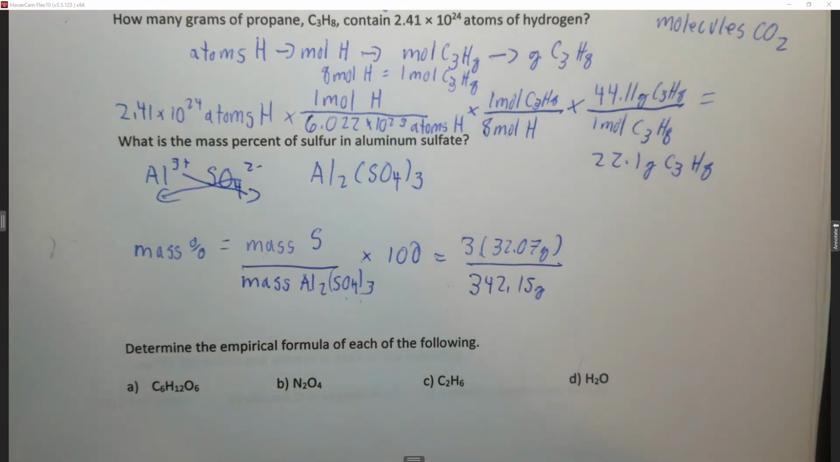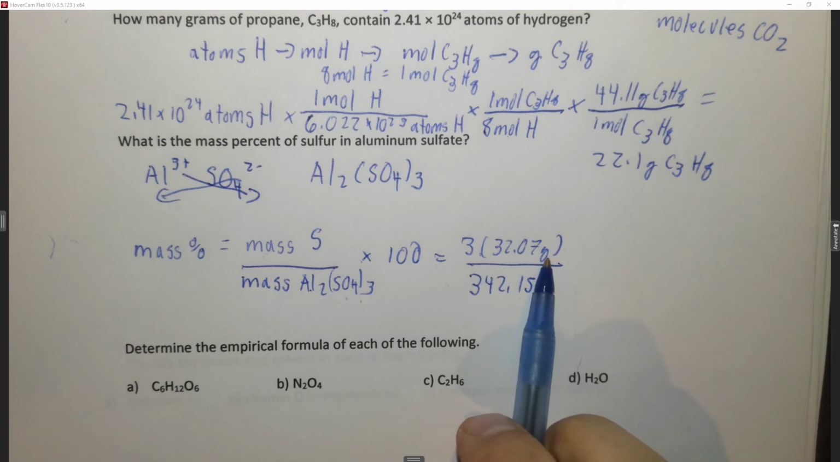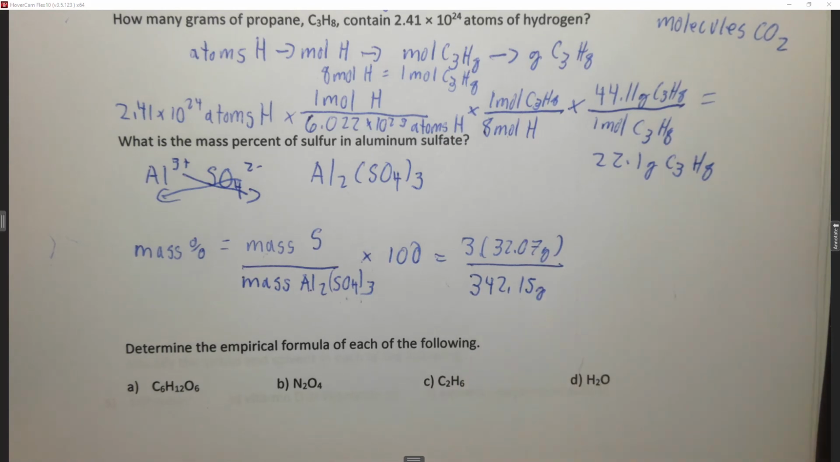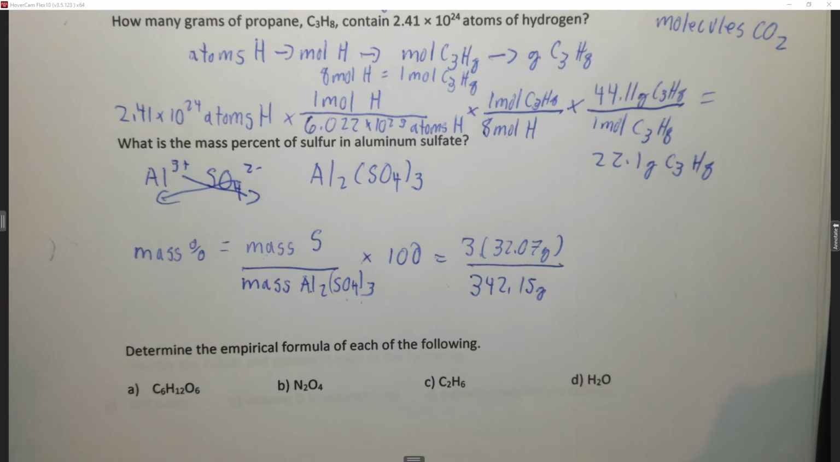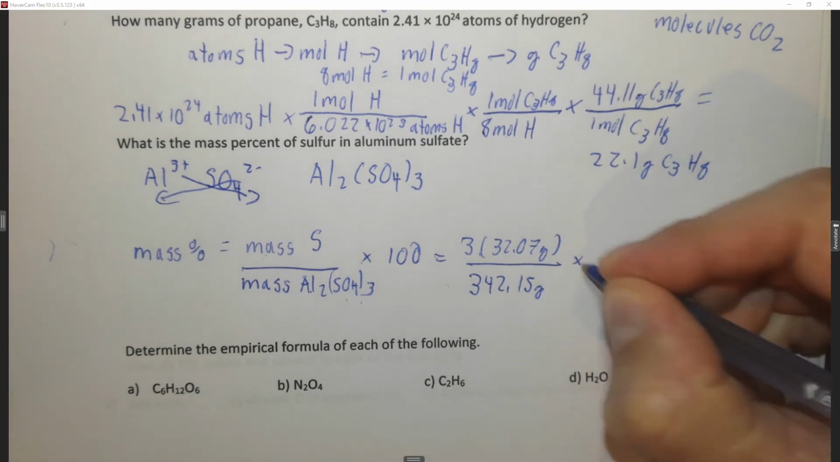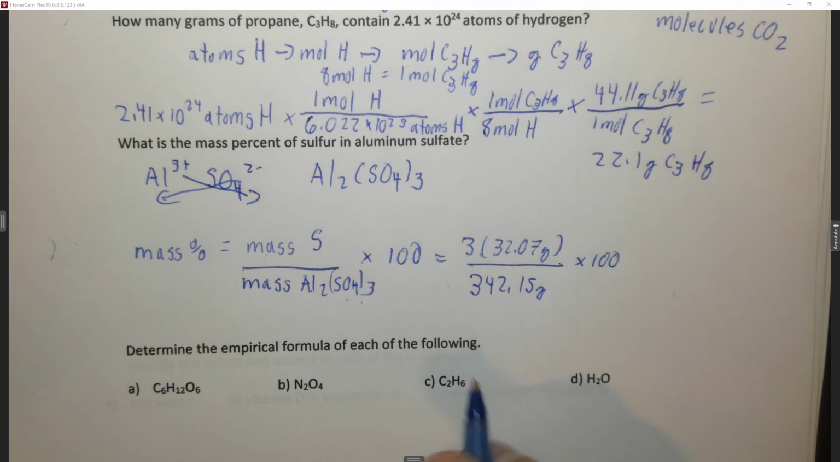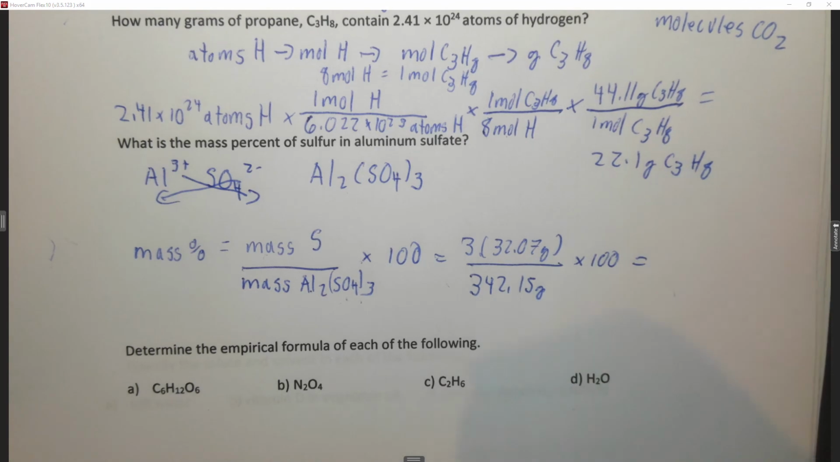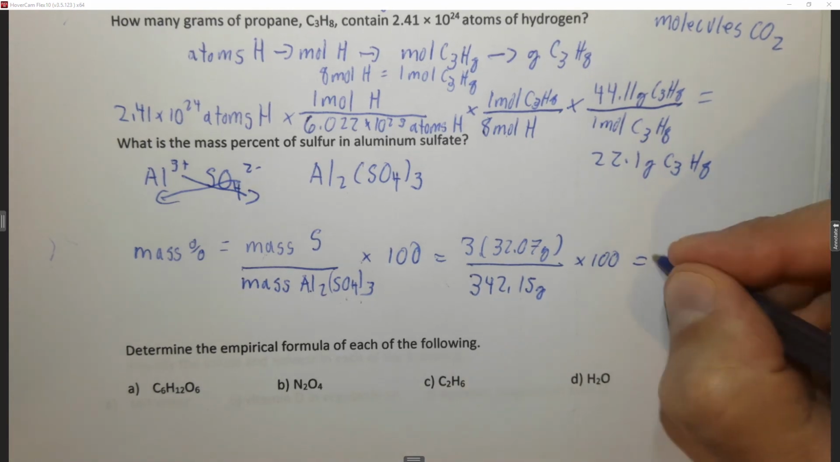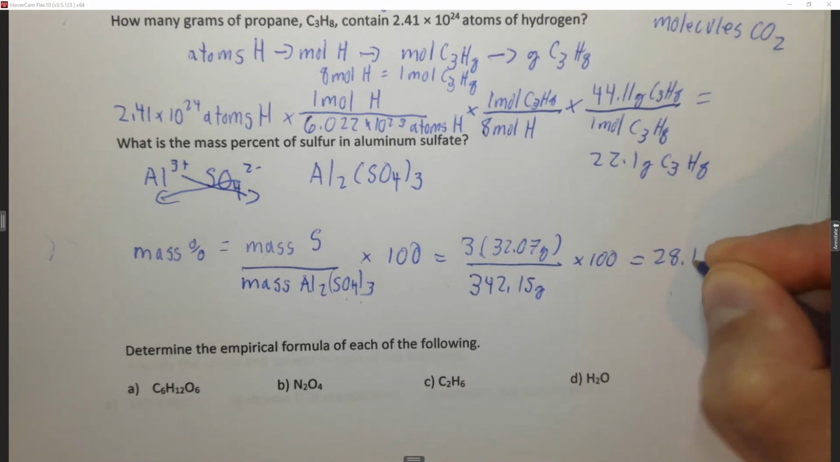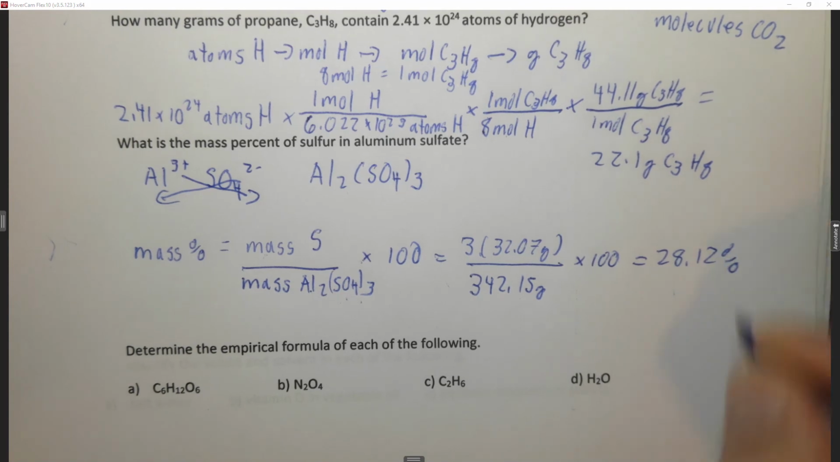342.15 grams per mole. You could put these as grams or grams per mole. It doesn't matter. If you assume that you have 1 mole, you have this many grams. So you don't really need the per mole part. And then we need to multiply that by 100. Now it's a simple math problem. This has 4 sig figs. This has 5 sig figs. So our answer should have 4 sig figs. And in this case, the answer comes out to be 28.12% sulfur.